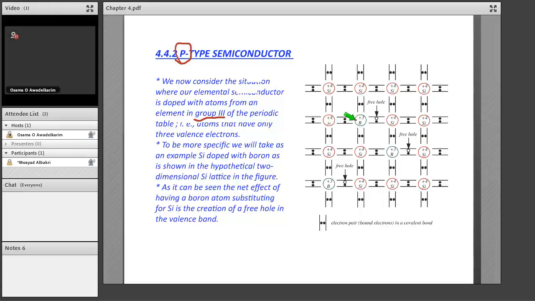It has 3 electrons in the outermost shell, right? So we know that silicon, for instance, has 4 electrons. So now we need 4 electrons in the bonds, and we only have 3 from boron. So what is the net effect? The net effect is we are short of 1 electron here. Being short of 1 electron is like having a positive charge hole available here. So what happens is that this hole becomes a free hole.